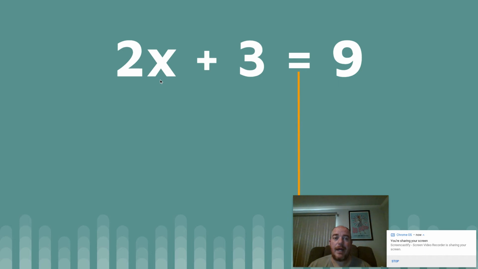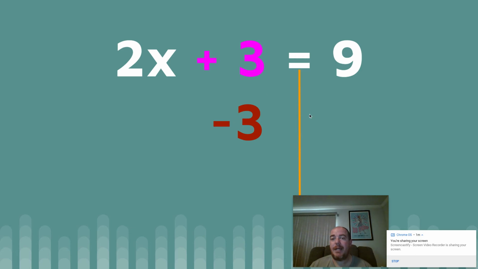So in order to get x by itself, I have to get this part that's hanging on, this plus 3, I have to get rid of it first. In order to move it or get rid of it, I need to do its inverse operation. So the inverse or the opposite of a positive 3 or plus 3 would be minus 3. If I do a minus 3 on one side, to keep it even, I have to do it on the other. So now I have 2x plus 3 equals 9, and then I'm going to subtract 3 and subtract 3.